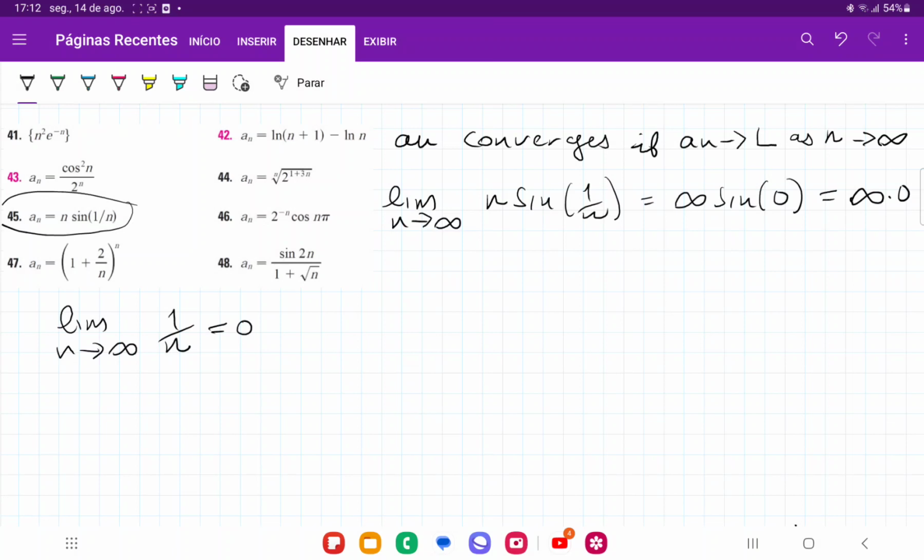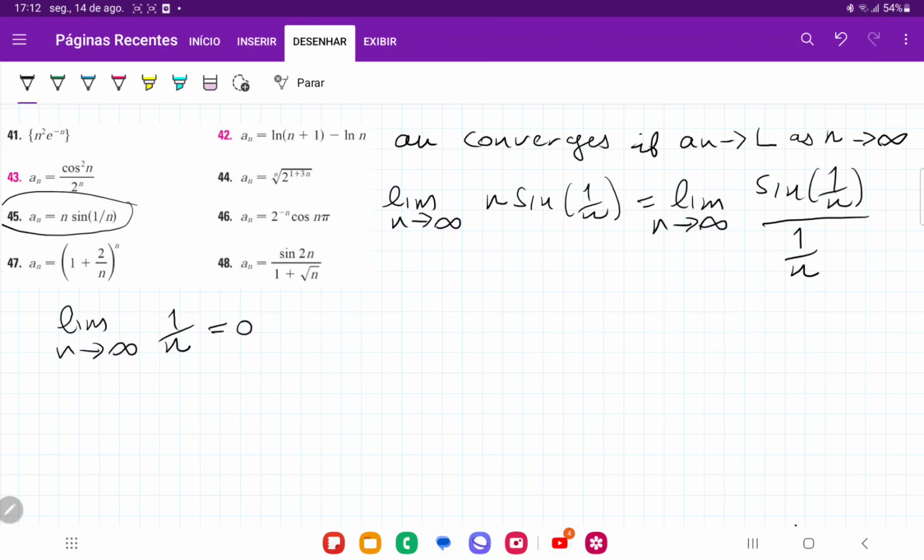This is indeterminate, and the tool that we have to deal with indeterminate form is called L'Hopital's, but this is not in L'Hopital form. L'Hopital needs to be either infinity over infinity or 0 over 0 for it to work, not infinity times 0. So what we're going to do here is change things around so that we can express this in L'Hopital form. So I'm going to say that this is the limit as n approaches infinity of sine of 1 over n divided by 1 over n.